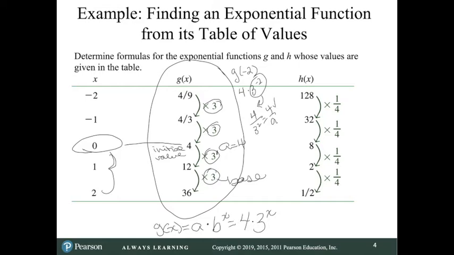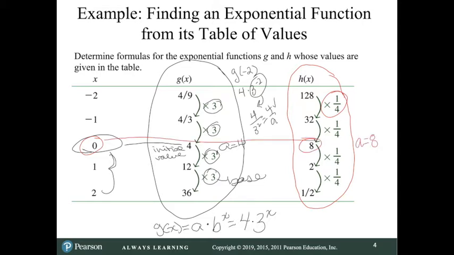So let's see if we can do that now for h of x. H of x, we already know this is exponential because it was told to us, but also I'm multiplying by the same number every time. Again, I'm gonna look when x is 0, y is 8. So that gives me an a value of 8. This gives me a base value of 1/4. So we have that h of x equals 8 times 1/4 to the x.